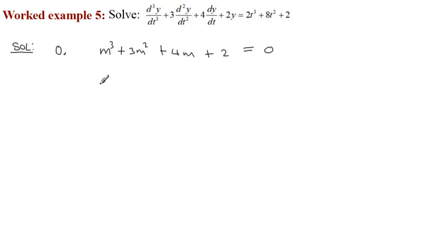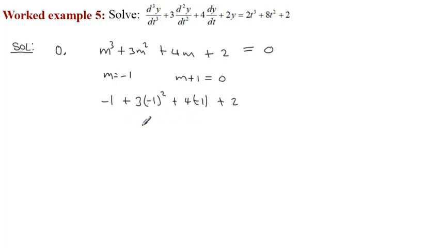So, for example, in this case, let's try m equals minus 1 to be a solution to this polynomial. Remember, if m equals minus 1 is a solution to this equation, then we know that m plus 1 is a factor of this polynomial. So what do we do then? We substitute minus 1 in this equation. We get here minus 1 cubed plus 3 brackets minus 1 squared plus 4 times minus 1 plus 2.